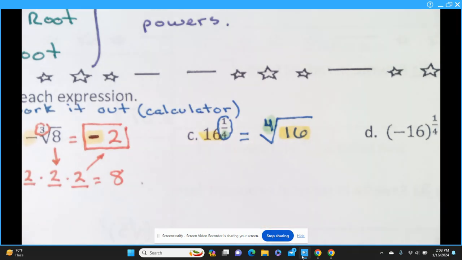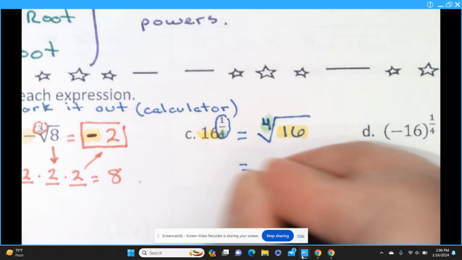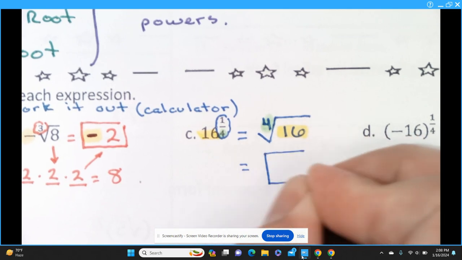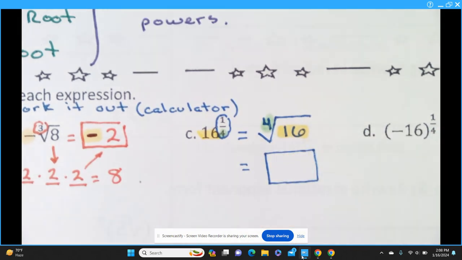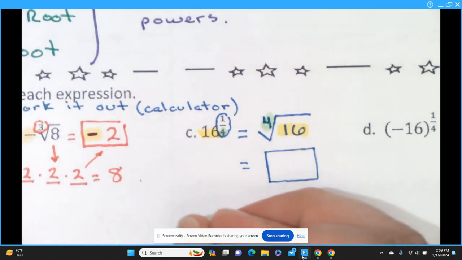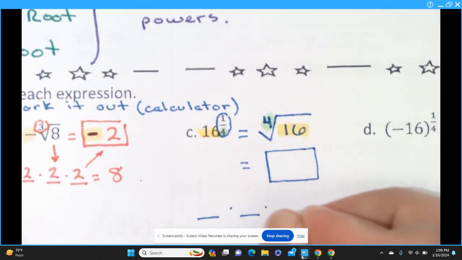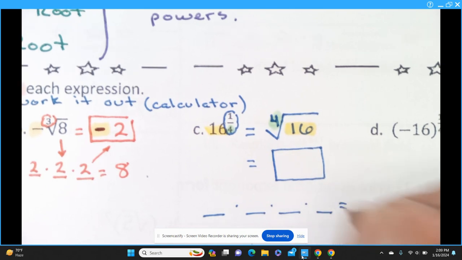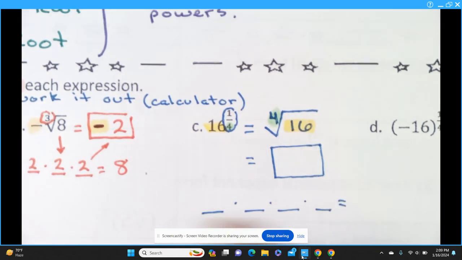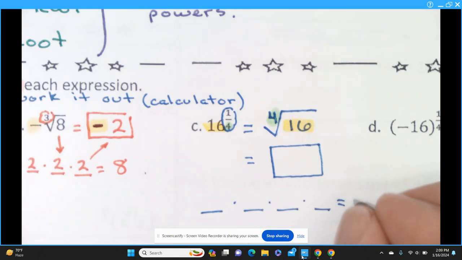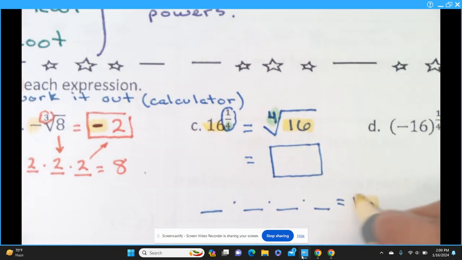So now I'm ready. Now I can try to answer this problem. And there's no negatives involved this time, so it's not a big deal. But look at what it says. It says an index of 4. So what I have to think of is, what number do I multiply 4 times to itself? It's got to be the same number to get that 16, that yellow 16 that's in there.